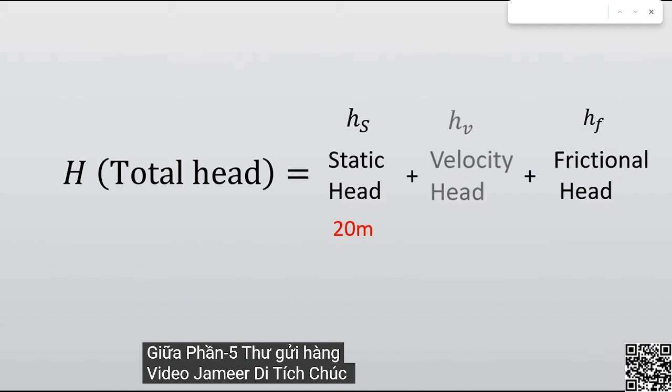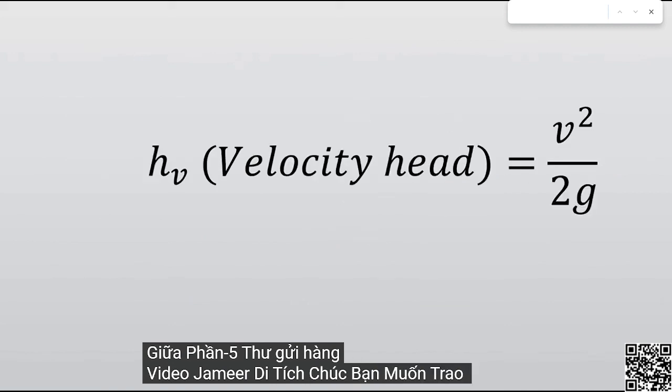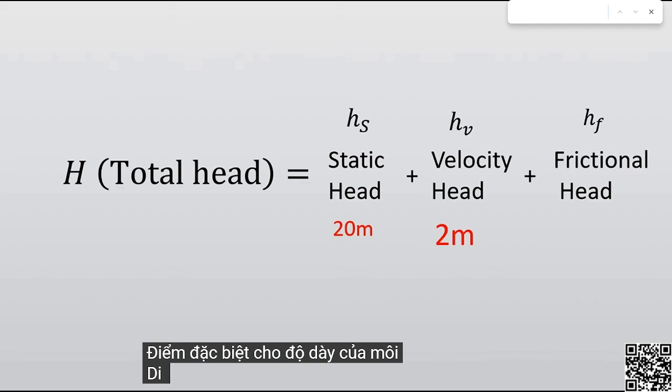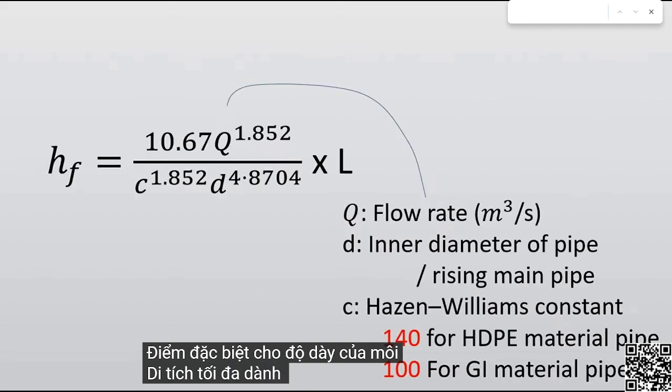Velocity head is v square upon 2g. Velocity v is given by flow rate upon area, and area is pi d square upon 4. Let's assume maximum velocity head as 2 meter, and the friction head formula can be seen here.